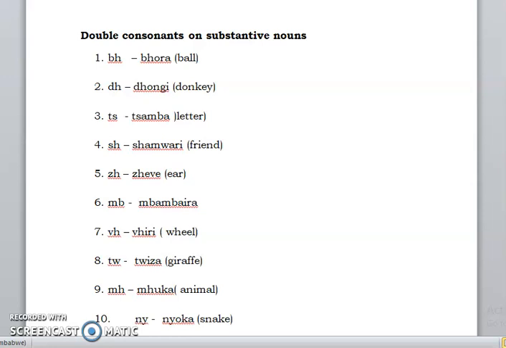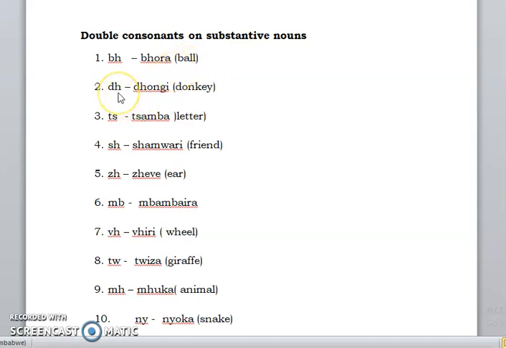On the double consonants, the examples I gave are on substantive nouns. The first one is Bh, a combination of B and H. It's pronounced as Bh. If you noticed earlier on the single consonant, this B only is pronounced as B in Shona, B. But if it has H, then it becomes Bh. The example would be Bhora, which means ball.